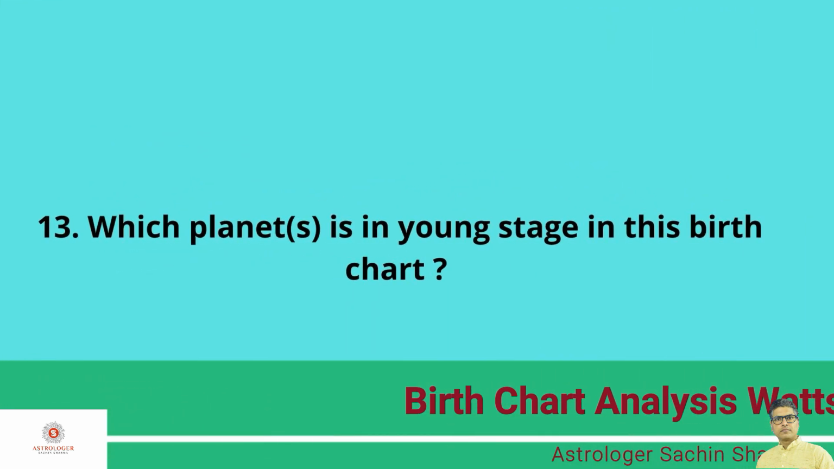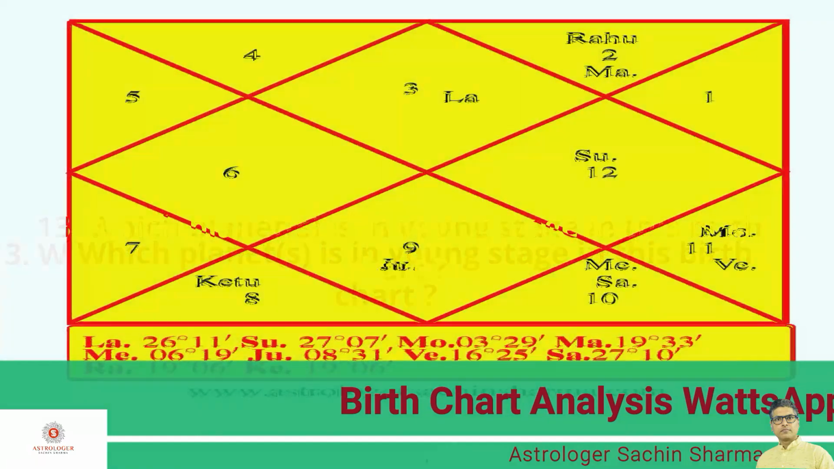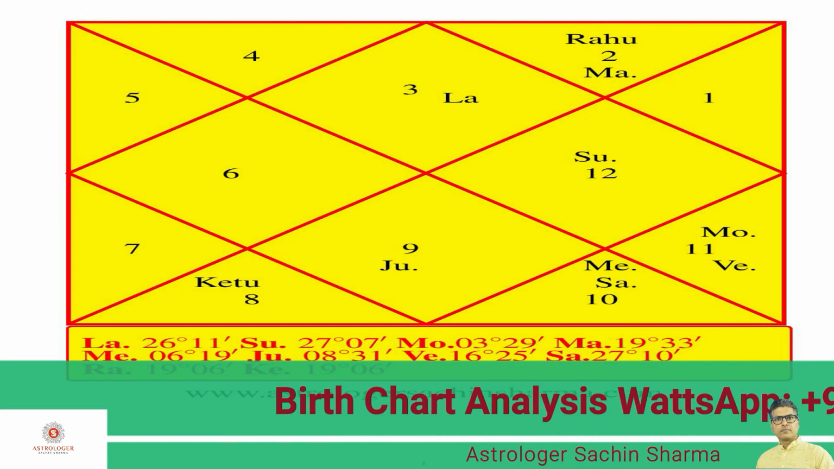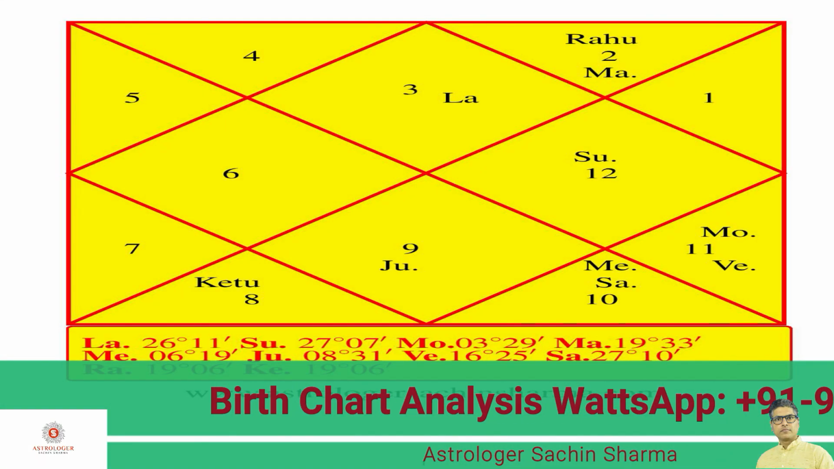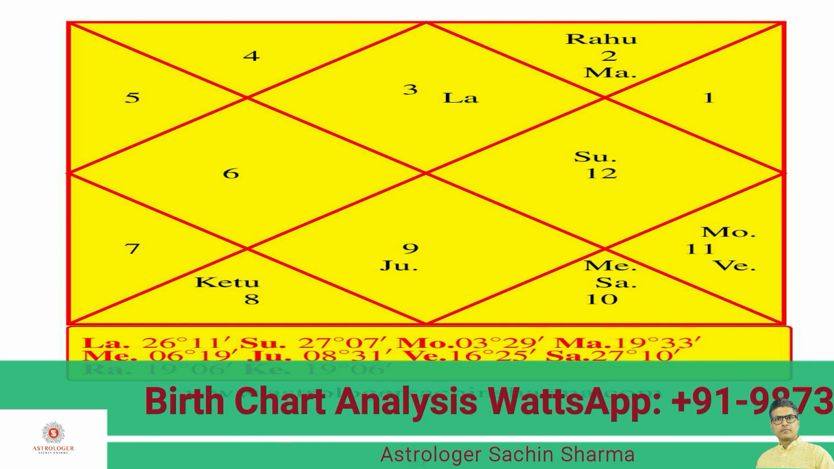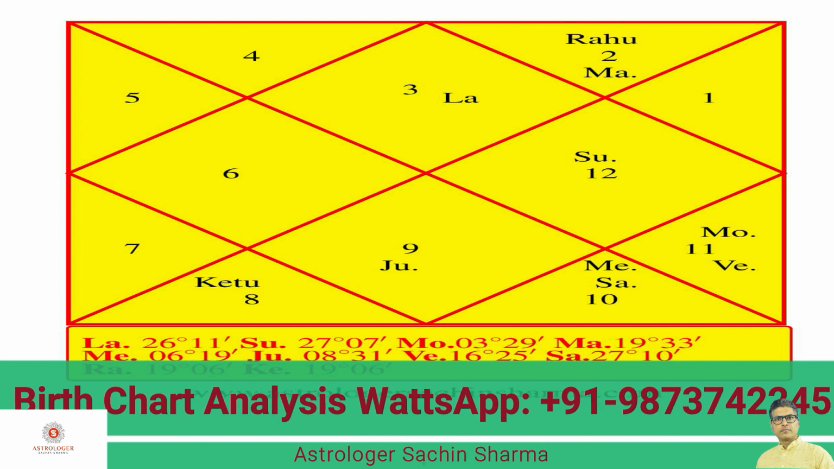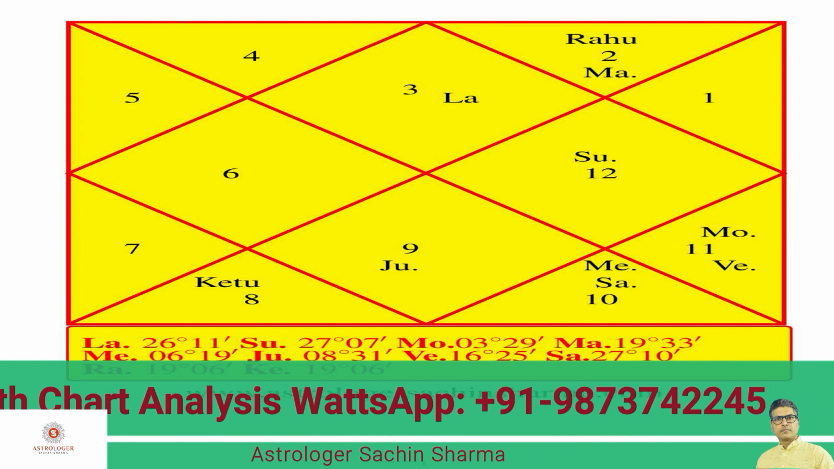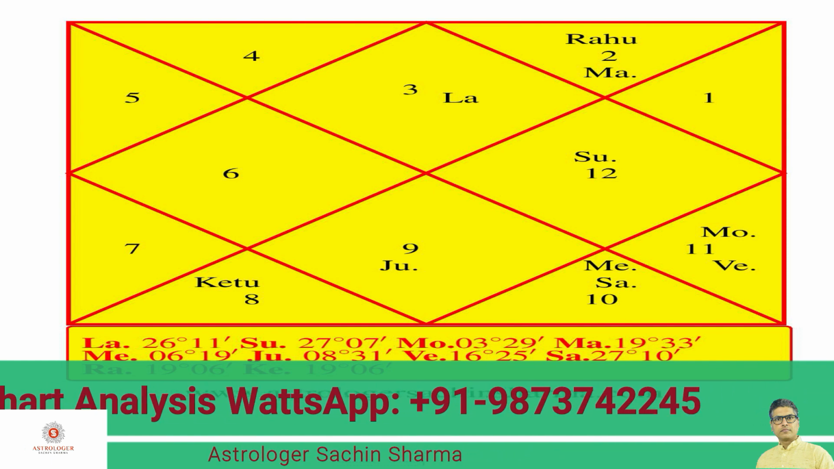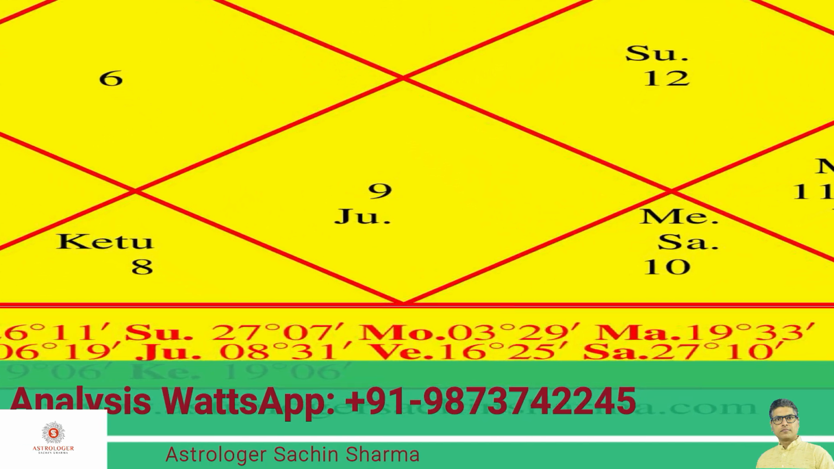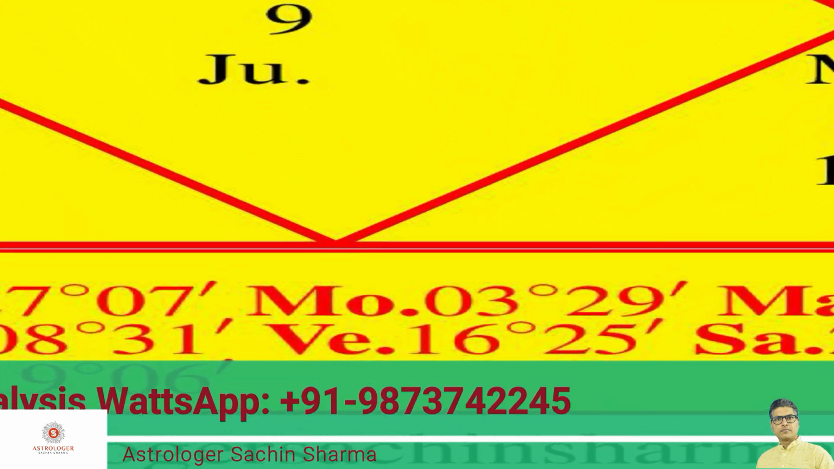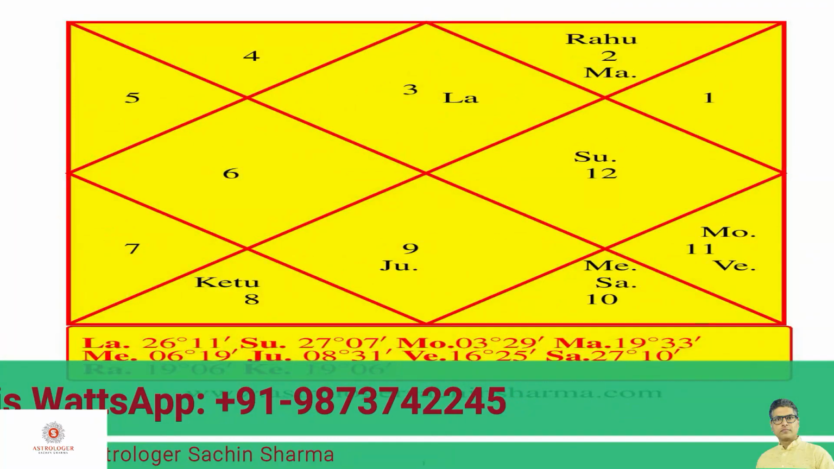Next question, which planet or planets are in the young stage in this birth chart? As we know, the young stage is represented by those planets which are between 12 degrees and 18 degrees. So here we can see that Venus is the only planet which is in the young stage in this birth chart.